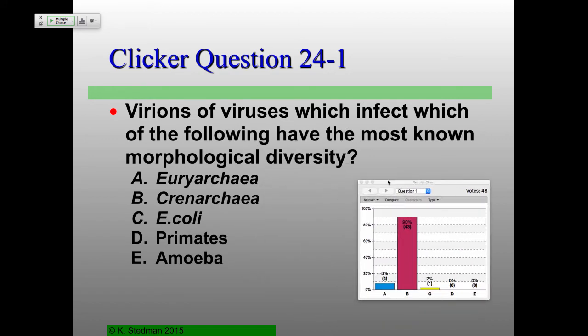Really? Yes, it's the Crenarchaea that have by far and away the largest morphological diversity. E. coli probably has more viruses that have been isolated from it than most of the Crenarchaea, although it's getting close now. Euryarchaea, for the most part, are head and tail kinds of viruses. Primates, pretty boring in terms of their morphologies. Amoeba are really cool, but there are only 2 or 3 different ones. So I would say most morphological diversity are definitely the Crenarchaea.